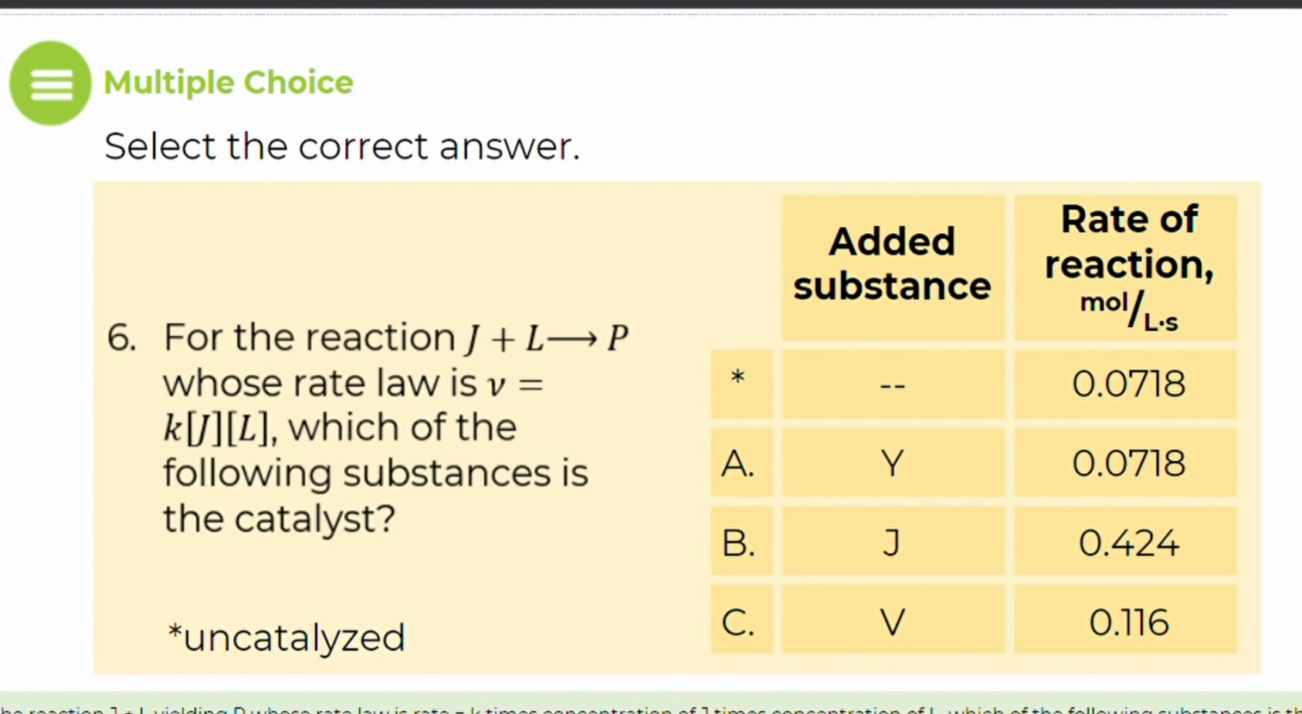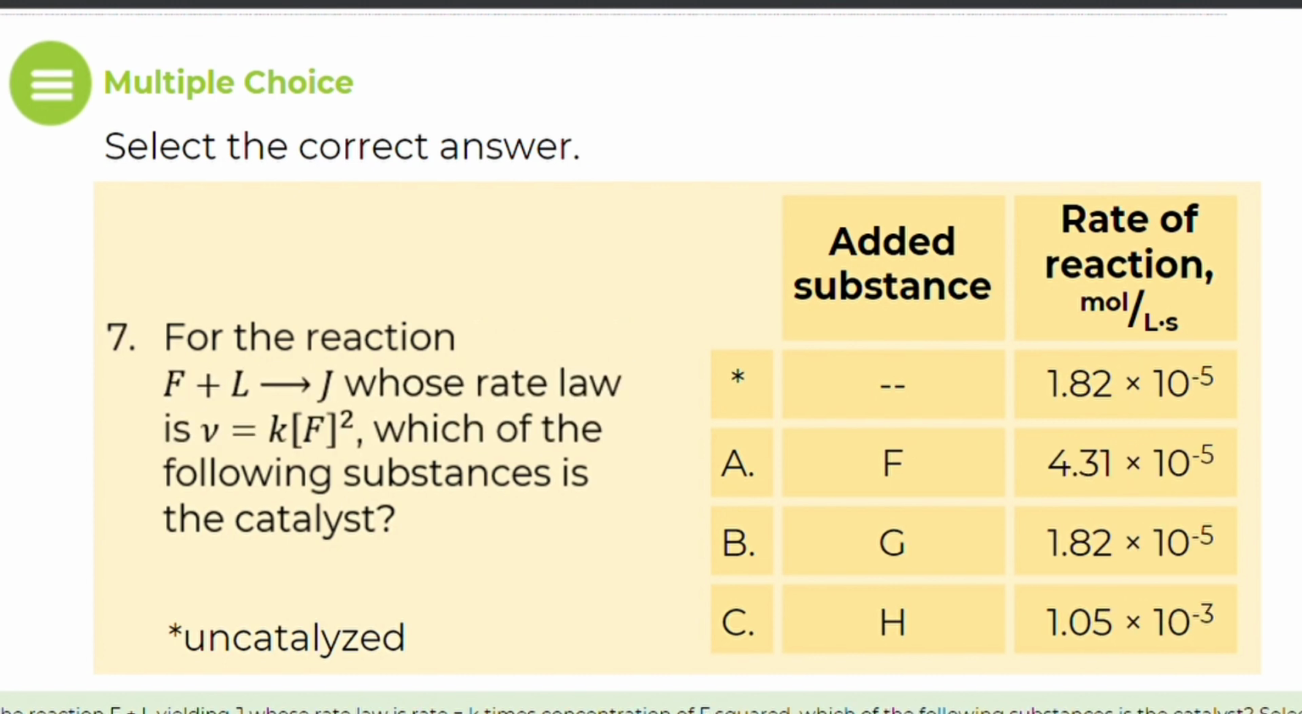Select the correct answer. Number 7. For the reaction F plus L yielding J, whose rate law is rate equals k times concentration of F squared, which of the following substances is the catalyst? Select the correct answer. Number 8. For the reaction F plus L yielding J, whose rate law is rate equals k times concentration of F squared, which of the following substances is the catalyst?